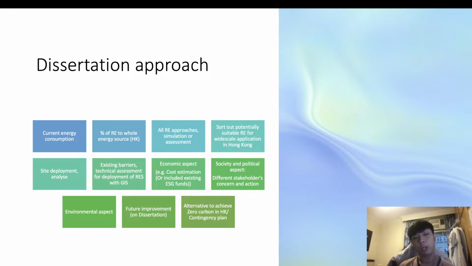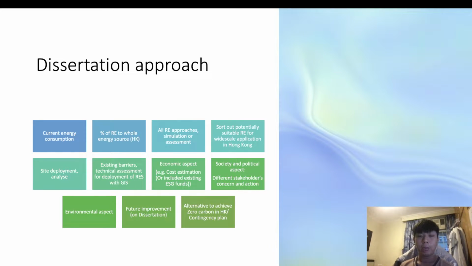Then we will do the site deployment and analysis part, for the implementation part. We will analyze the existing barriers for the site and perform the technical assessment for deployment of the renewable energy source by using GIS or other simulation tools like PVSYST, or other wind simulation.